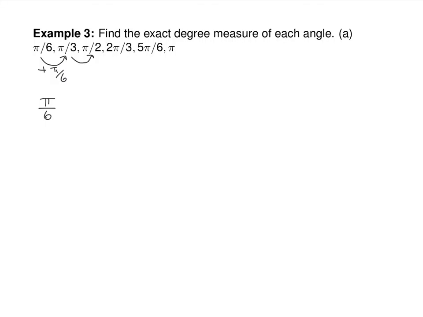Had it beat into me. You had it beat into you? Okay. You could do pi over 6 times 180 degrees over pi. That's one way, right? And that is definitely 30.